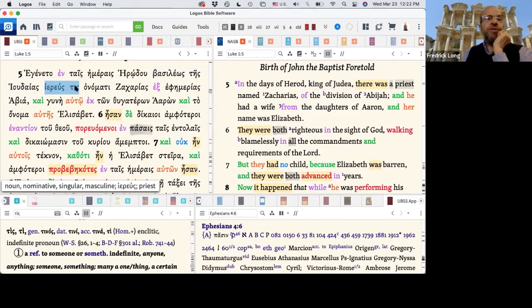There was a certain priest, some priest with the name Zacharias. This is nominative. And so there's an implied verb here. It just is. This is like a basic existential statement. There was a certain priest.